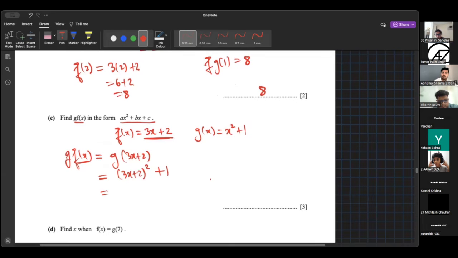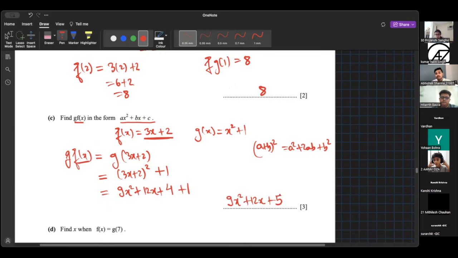And now we simply have to expand it using the identity a plus b the whole square, which is a square plus 2ab plus b square, right? So it's going to be 9x square plus 2ab. So 2 into 3x, 6x, 6x into 2, 12x, plus 2 square, that is 4, plus 1. So that is 5. So we can simply write 9x square plus 12x plus 5 as our final answer. Clear?